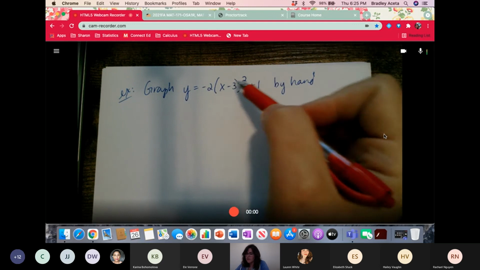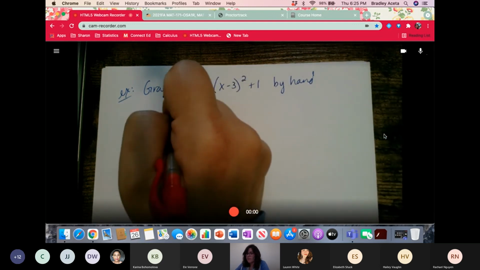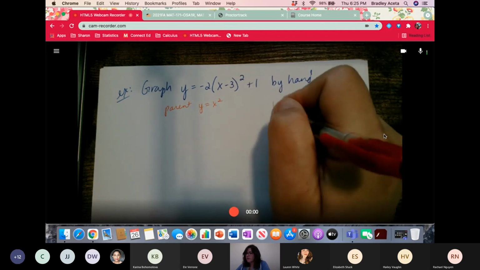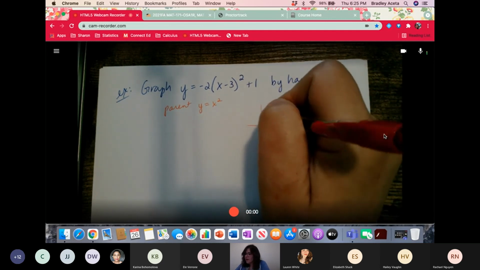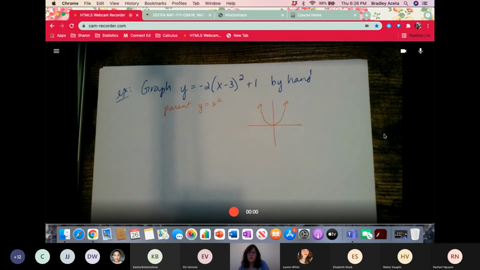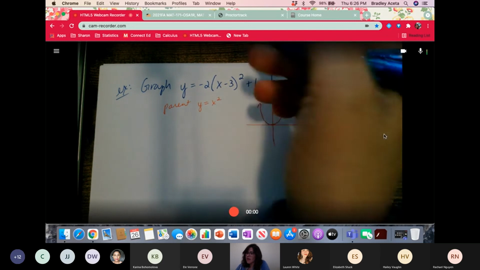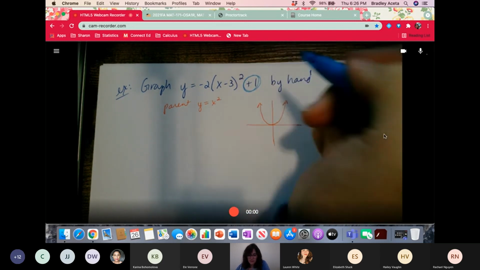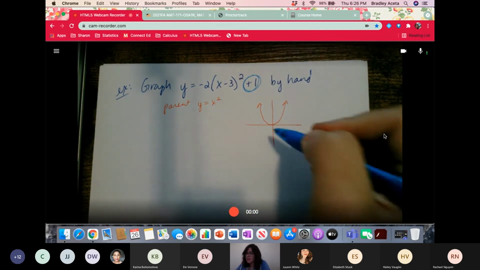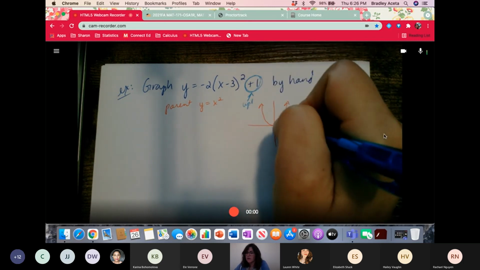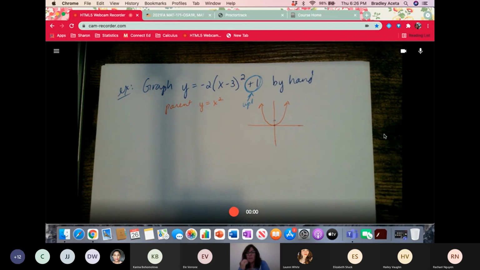So my parent function is a parabola. You should all know that, right? Y equals x squared is the parent. So I know if I were to do this, I would have good old parabola. So let's see what has occurred with each one of these numbers. So that +1, that's where I'm going to start. That +1 means that I'm going to take this parabola and I'm going to go up 1 with the vertex, with this point right here. I'm just going to move it up 1. We learned that last class.